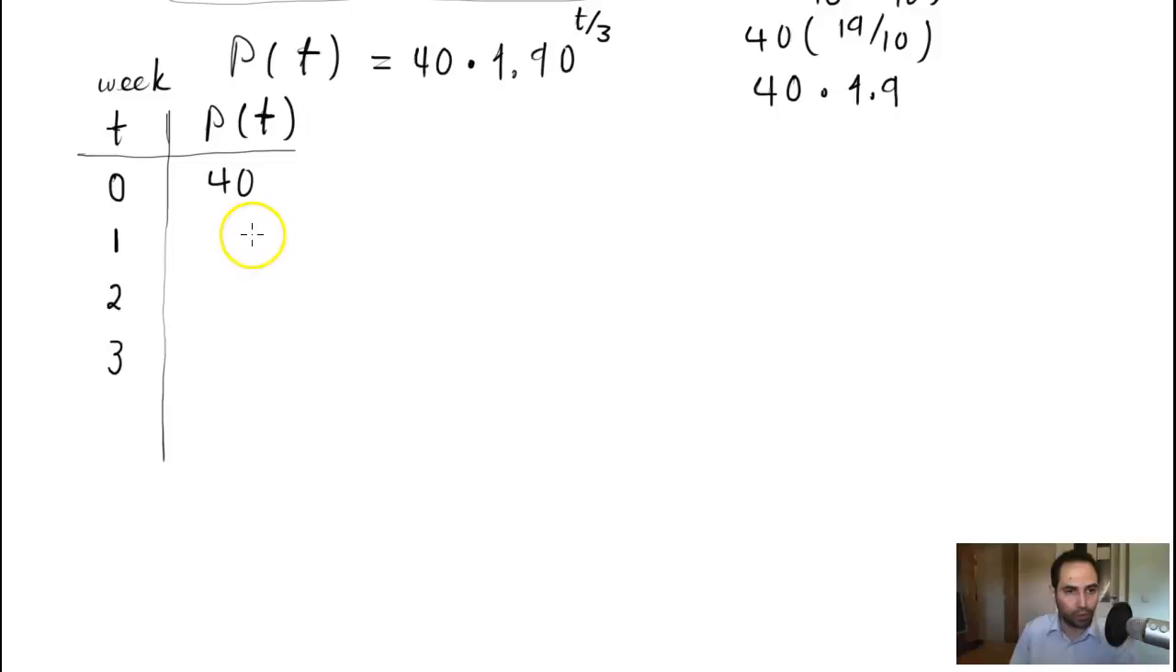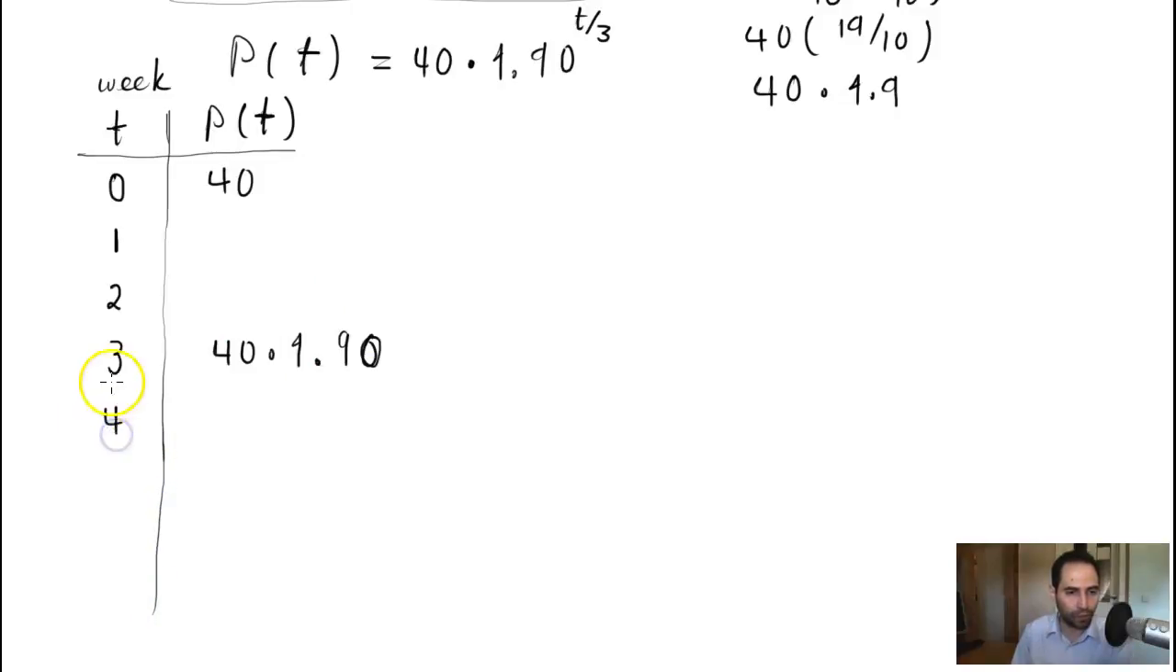So in week 3, you don't know what happens here, you don't know what happens here, but you know that your output here is going to be 40 times, now it's gaining 90% of this output. So gaining 90% of this output would be equal to multiplying by 1.90. And the same thing basically happens here as well.